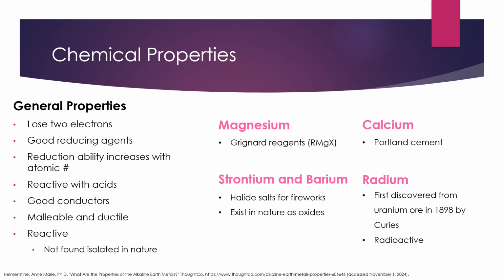And strontium and barium are actually used as halide salts for fireworks, and they exist in nature as oxides. And radium was first discovered from uranium ore in 1898 by the Curies, and it's radioactive. So radium is actually what uranium will decompose into, and radium has a half-life of about 1600 years.